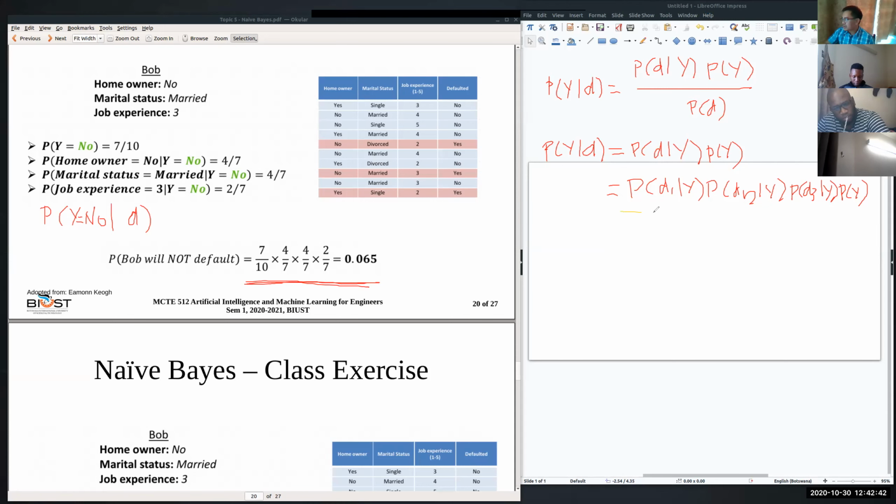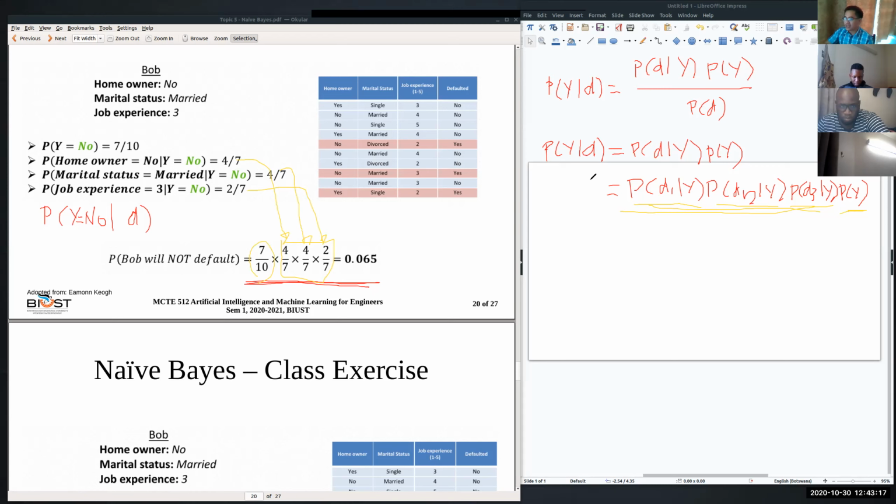These three, this one, and that one, that is that part. Probability of homeowner, that's an attribute, probability of marital status, that's another attribute, and probability of job experience, that's another attribute. All these three attributes are multiplied by the probability of Y, the absolute probability of the output, the probability of no. So this is the absolute probability.